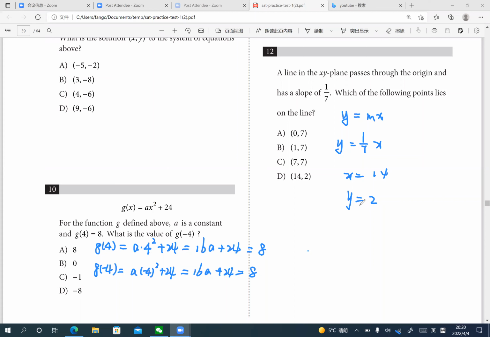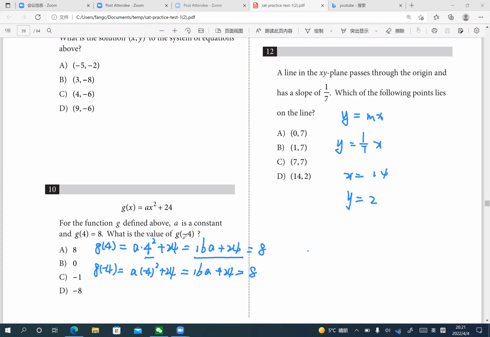From the given information, we know when x equals 4, y equals 8. Then we substitute 4 for x. So g of 4 equals a times 4 squared plus 24. Then we get 16a plus 24.